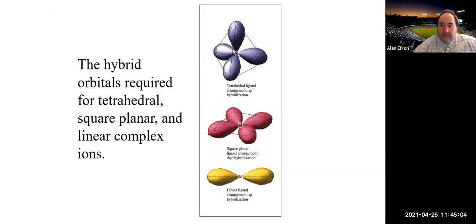Now, there's several geometries that we associate with these complex ions. Tetrahedral, and again, similar to Lewis structures, if you just look, that's 1, 2, 3, 4 ligands attached. So that's your tetrahedral arrangement. But we could also have this square planar arrangement here, which also has 4 ligands attached. This one, though, has a slightly different hybridization than this one. This is sp3, which goes with tetrahedral.